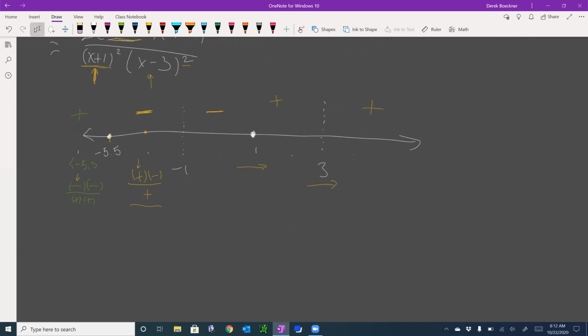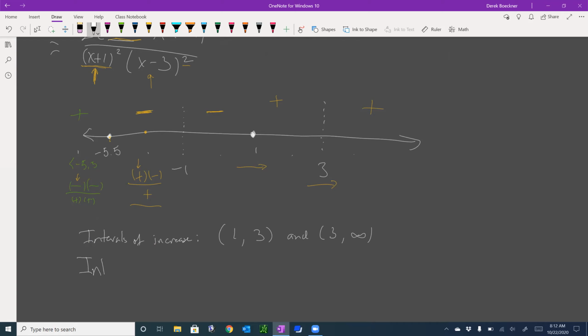So our intervals of increase and decrease. Intervals of increase are where it's positive. So that's going to be between 1 and 3, and between 3 and infinity. I don't include the asymptote here, right? Because you can't include the asymptote because it's not in the domain of the function, so it can't be increasing there if it doesn't even exist there.